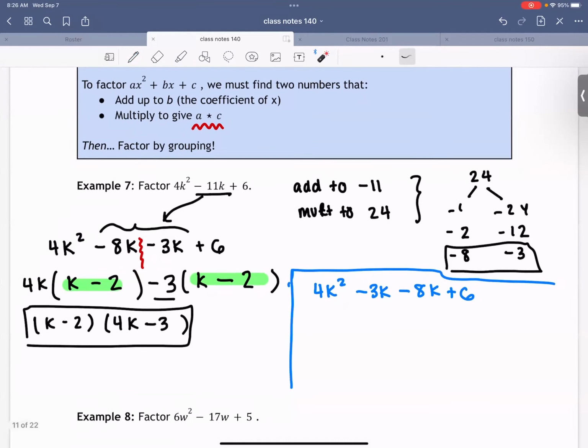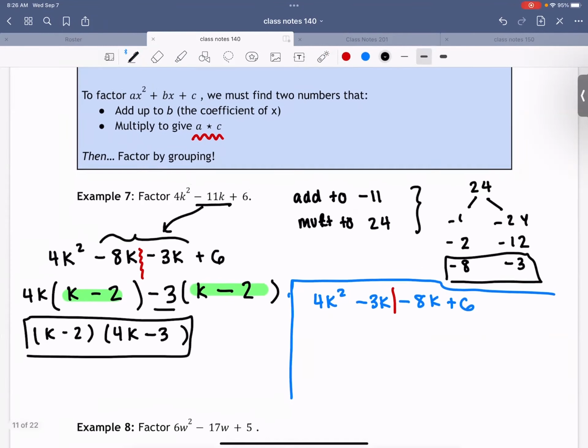Factoring by grouping again, we've got, oh gosh, I meant to do that in pen. Okay, 4k squared, -3k, what do they have in common? K, good. And I won't drudge you through this, but if I take away a k from 4k squared, that gives me 4k. Take away a k from -3k, I'm left with -3, right? Okay, what do -8k and 6 have in common?